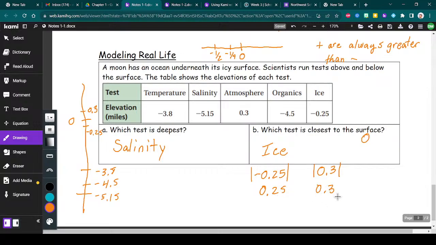But because they're not the same size of decimals, let's throw a 0 on to the 0.3. Now we can see that this is 0.25, and this is 0.30. We know that 30 is greater than 25, and so therefore 0.25 is less than 0.30, which makes the ice test closer to the surface than the atmosphere test. So this has been our discussion about integers, rationals, and absolute value.